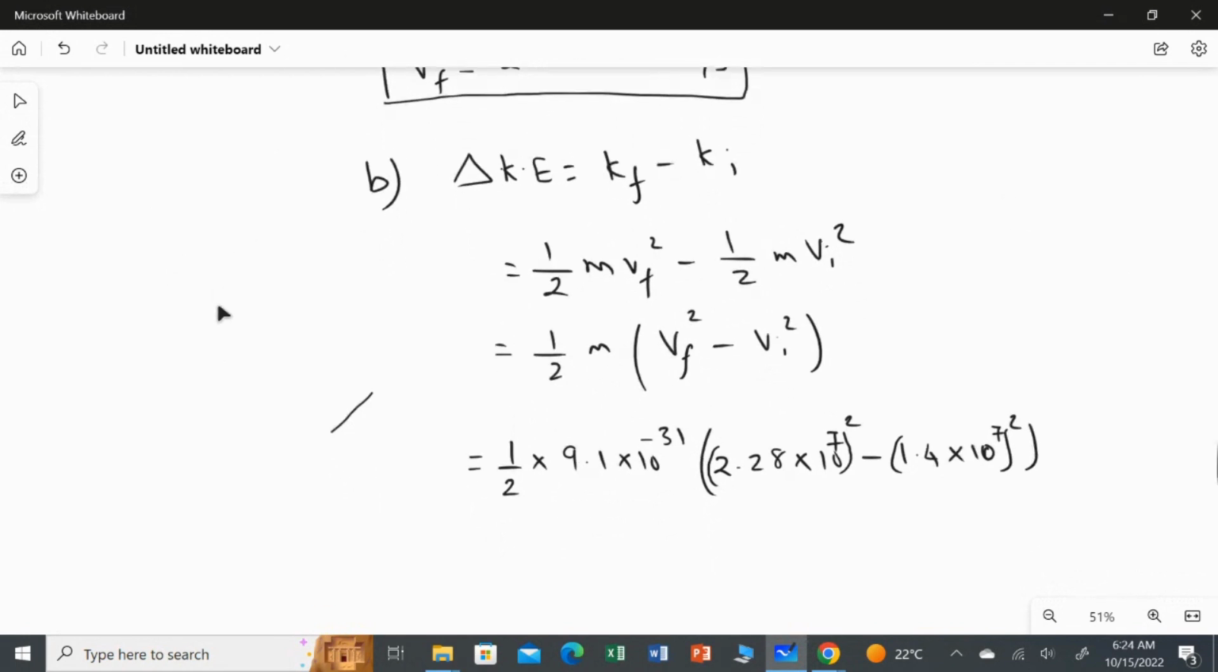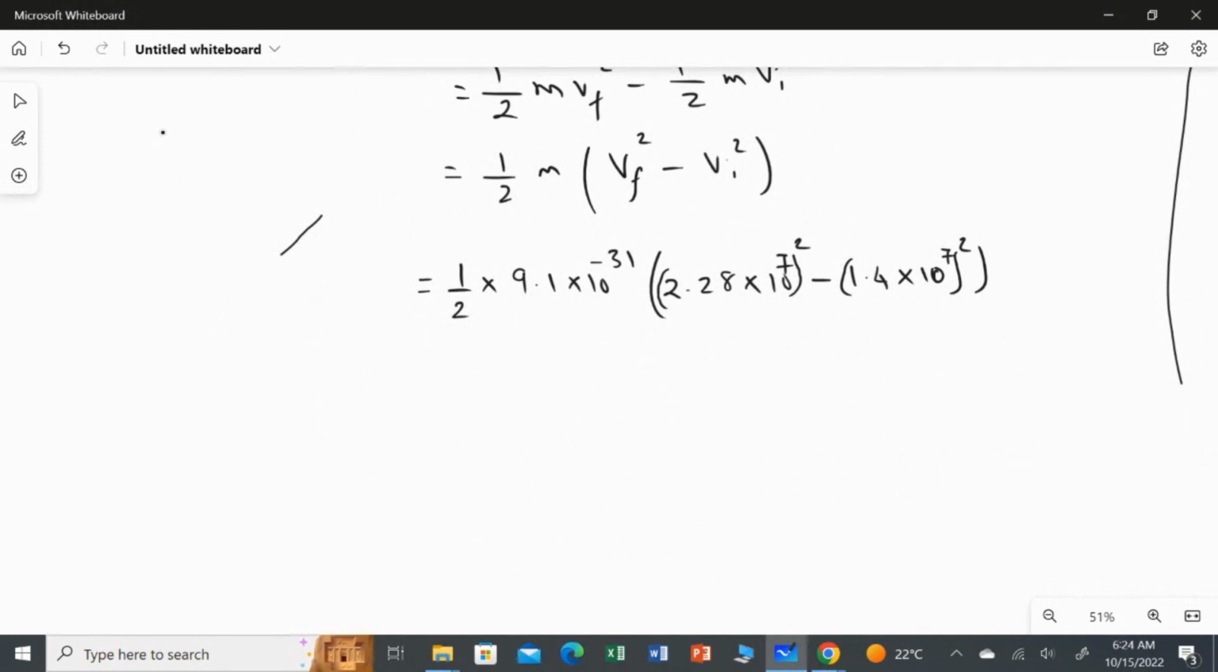So now we have to find the value of the change in kinetic energy. What is the change in kinetic energy? Change in kinetic energy is equal to 1 over 2 multiplied by 9.1 multiplied by 10 to the power of minus 31 multiplied by the final speed 2.28 times 10 to the power of 7, square, minus 1.4 times 10 to the power of 7, square, which gives the answer of 1.47 multiplied by 10 to the power of minus 16.